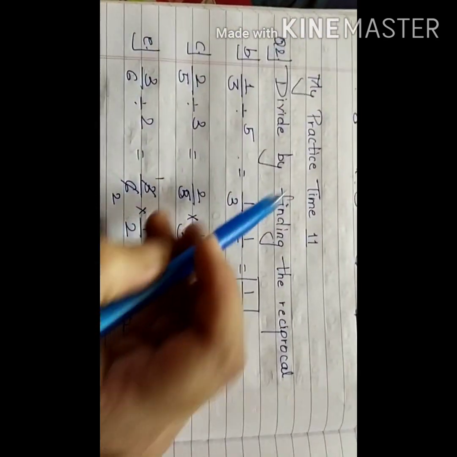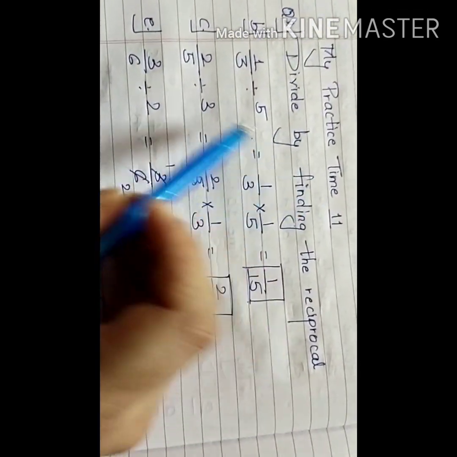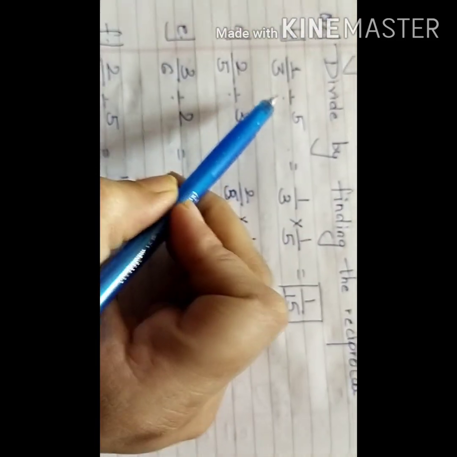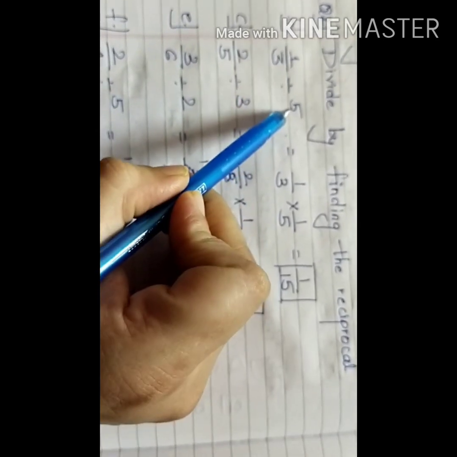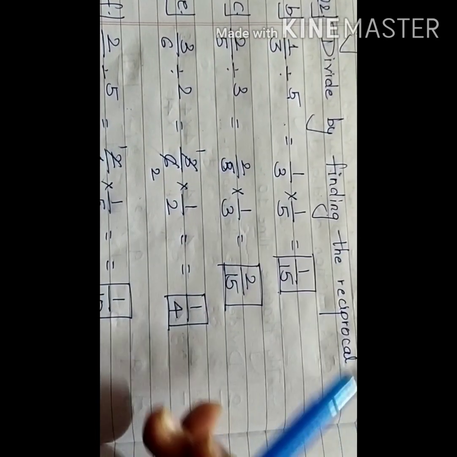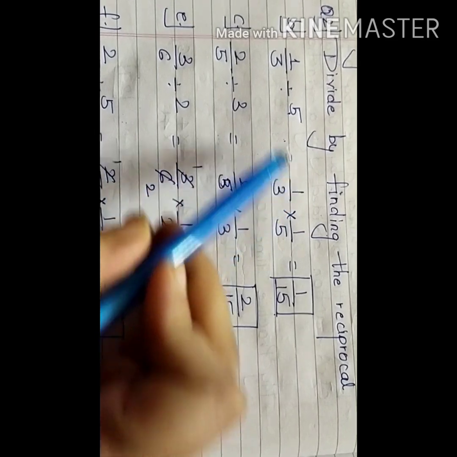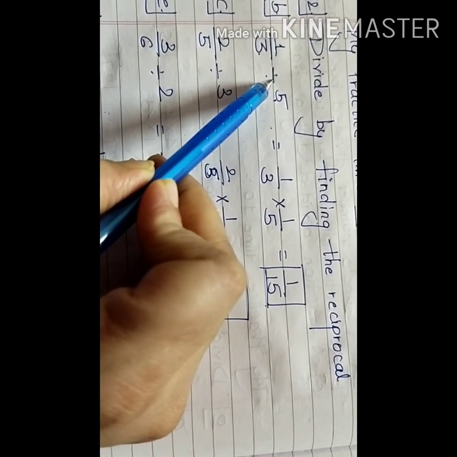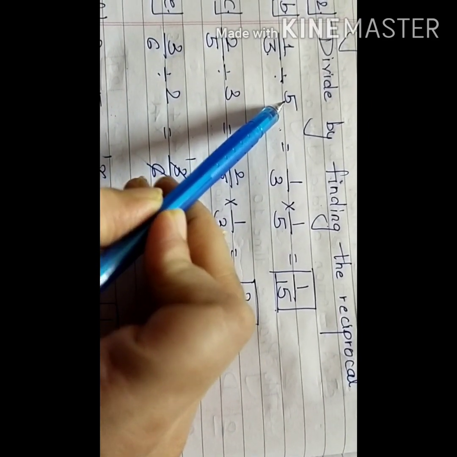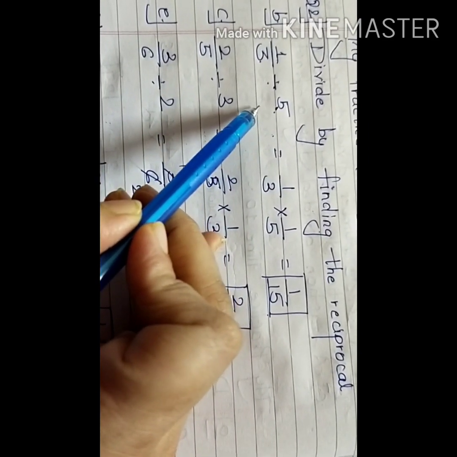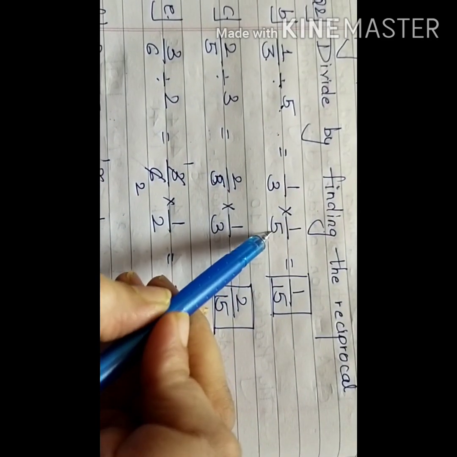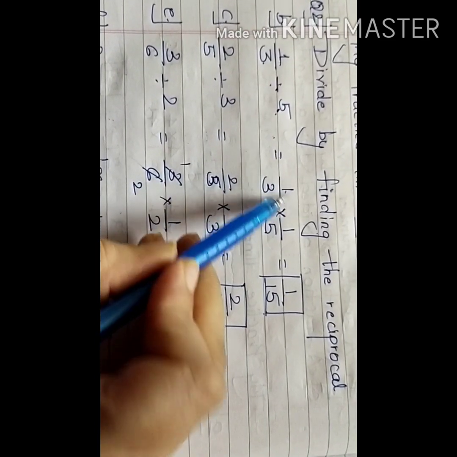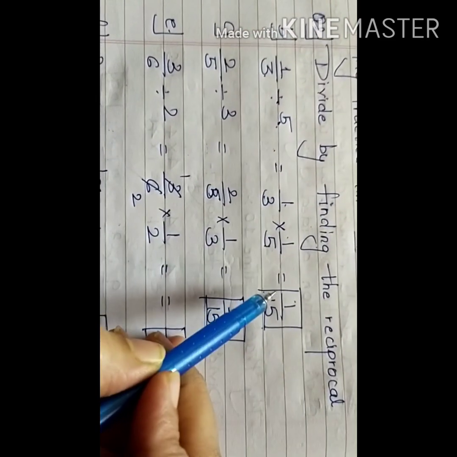Now I move forward with my practice time 11. Divide by finding the reciprocal. Now I could see that I am dividing a fraction by a whole number. All same, children. Again, as I told you, the first one will never be changed. So 1 upon 3, convert the division sign into multiplication sign and reciprocal the second one. Now for the second one I consider the denominator as 1. When I reciprocal, it becomes 1 upon 5. Continue the steps with the multiplication. 1 into 1 is 1 and 3 into 5 is 15.